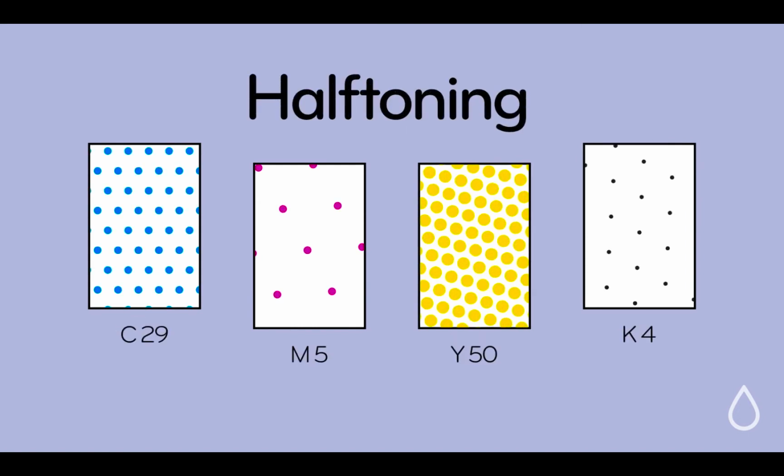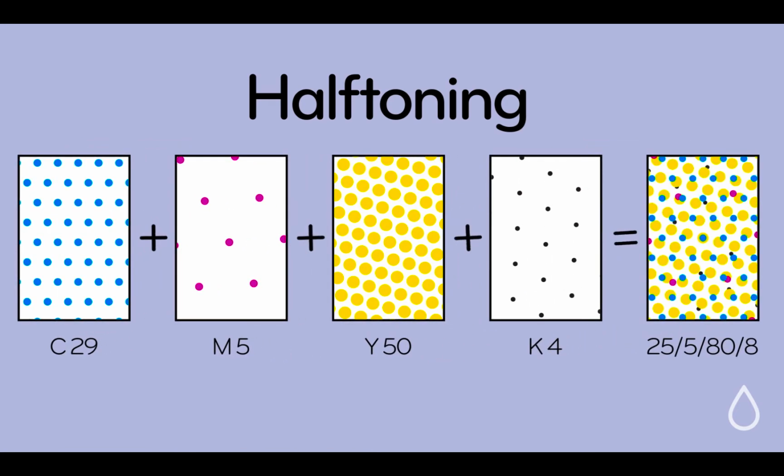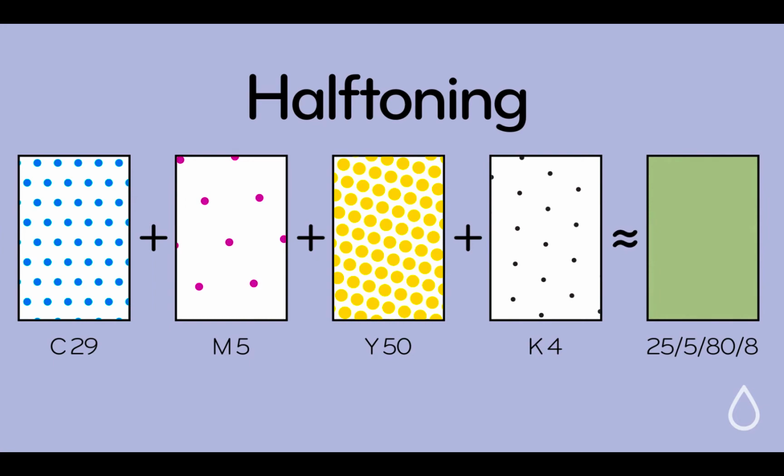CMYK printing uses a technique called halftoning, where tiny dots of each color are placed on white paper. The pattern is small enough that we see them as solid colors, which creates the final image.